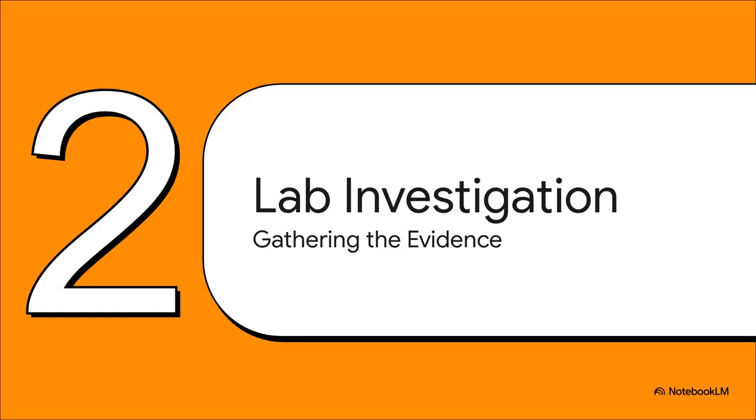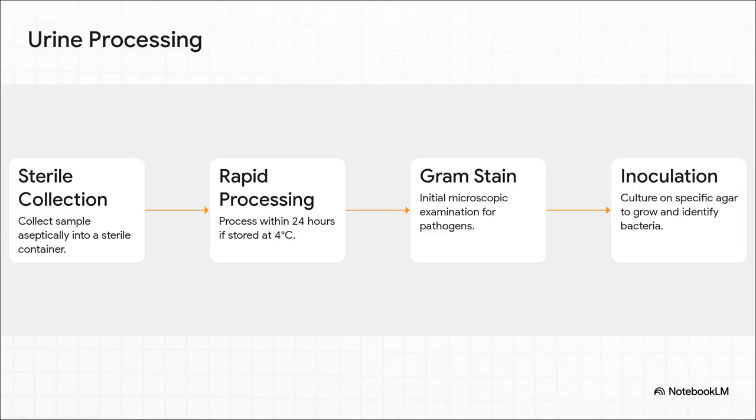Okay, so you've got a patient with symptoms, and you suspect a real infection. It's time to turn to the lab. This is where we get the objective evidence we need to confirm what's going on and figure out how to fight it. And this process has to be absolutely meticulous. It all starts with a clean, sterile collection. Then, that sample needs to get to the lab and be processed quickly. You can't let it sit around.